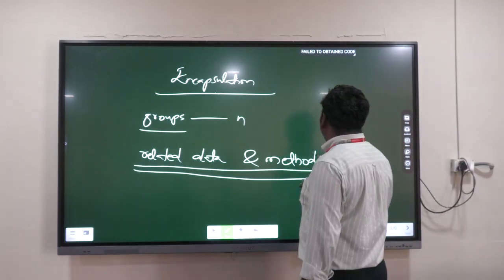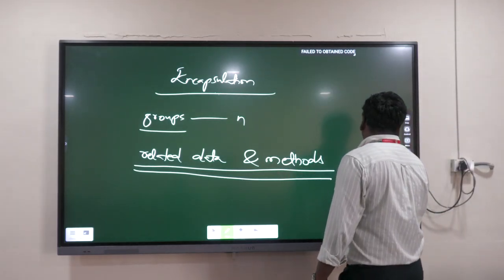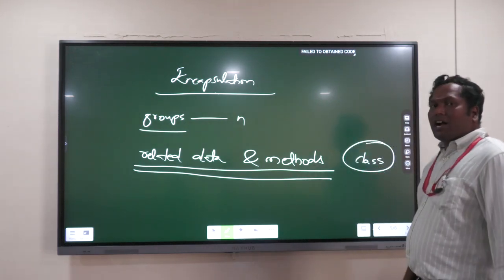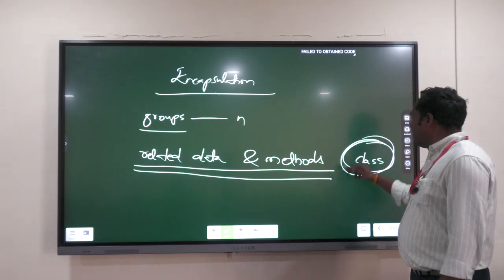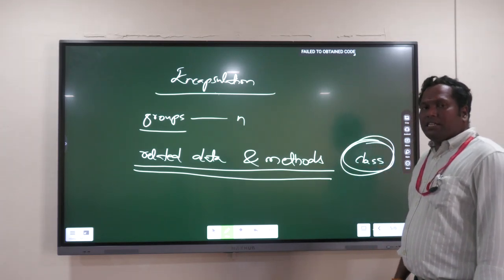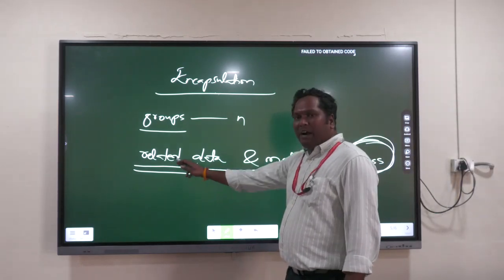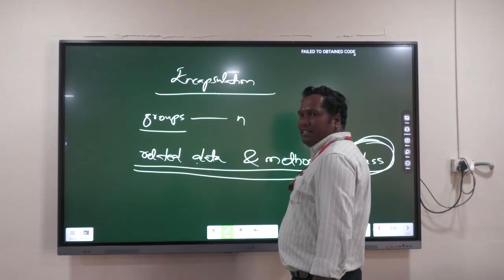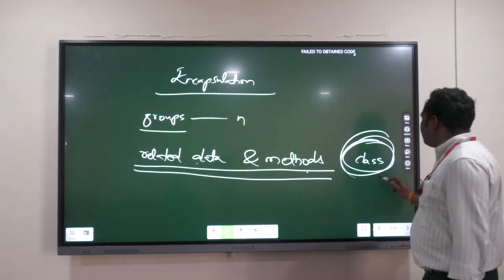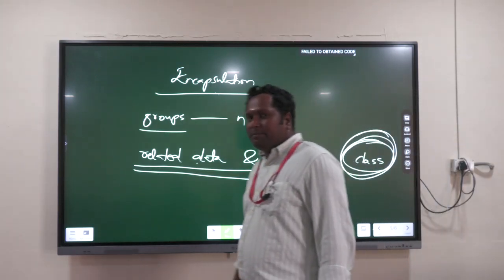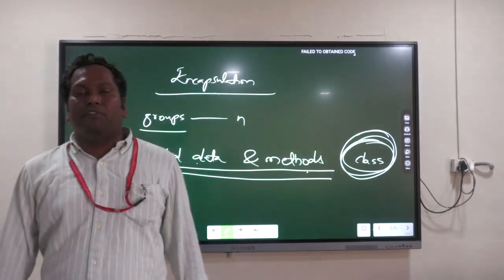So these will be placed into a container like a class. So the concept of class comes into the picture. To bind the related data and methods together, we are going with the concept of class. So in the encapsulation concept, we were implementing the concept of binding.